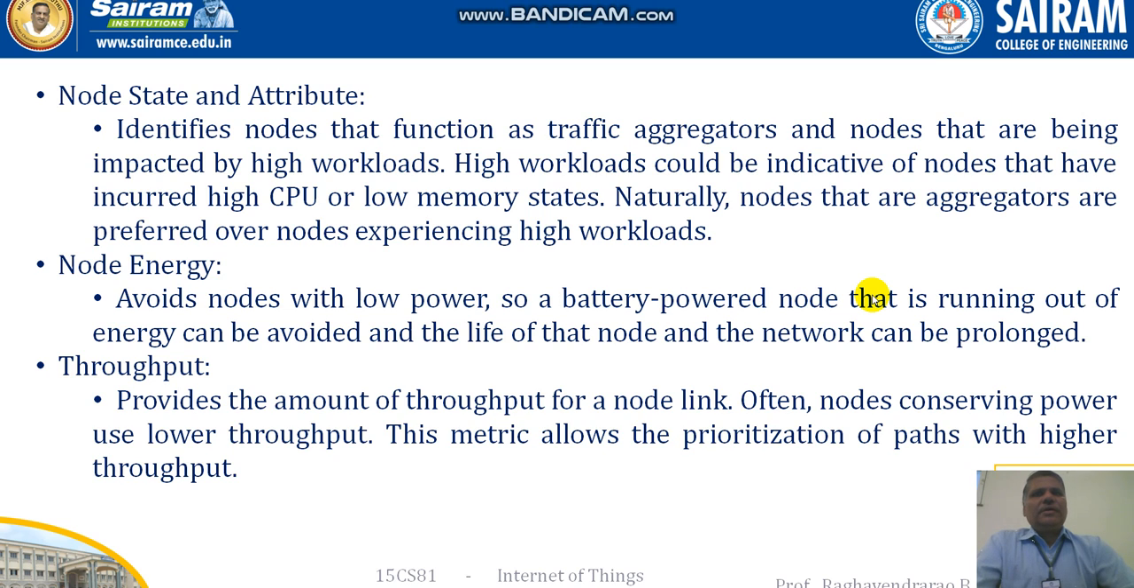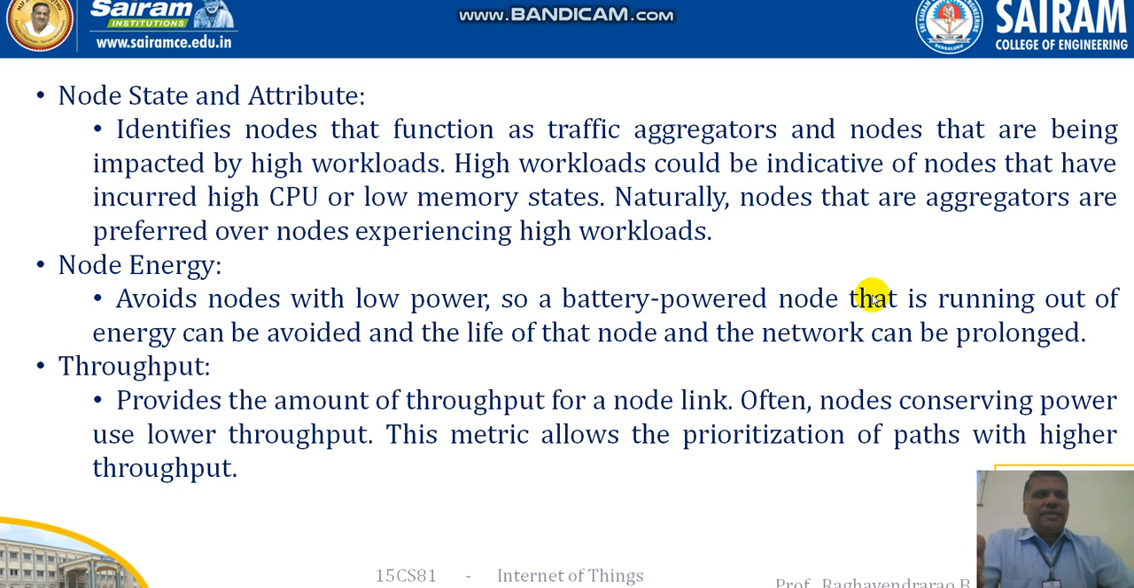Node energy. It avoids the nodes with low power, so the battery powered node that is running out of energy can be avoided and the life of that node and the network can be prolonged. It's a very important thing. So it checks the node power. If the power is going to be less, then it cannot be forwarded. If the full power is there, the data can get transmitted to the prolonged one.